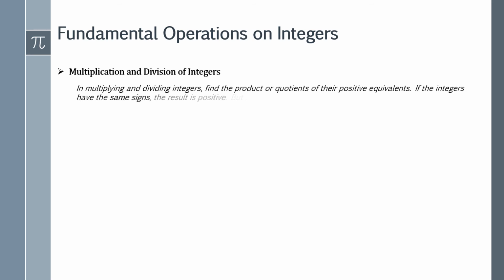Sabi dito, in multiplying and dividing integers, find the product or quotient of their positive equivalent. So meaning, you just simply divide or multiply lang. Ganun lang. If the integers have the same sign, the result is positive.